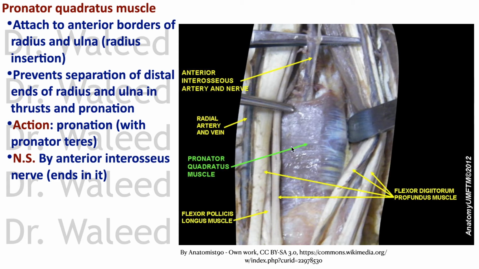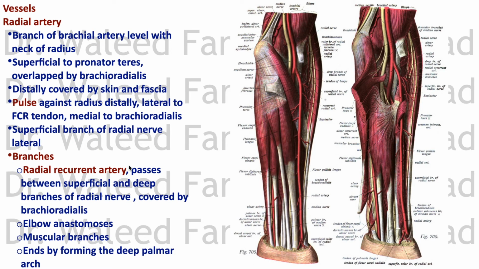See, this is the pronator quadratus muscle. It's the deepest muscle. Vessels: the radial artery, a branch of the brachial artery, level with the neck of the radius, superficial to pronator teres, as we mentioned before. Distally, it's covered by skin and fascia because it's not covered by brachioradialis anymore. It was covered by brachioradialis, then emerges from the brachioradialis and is covered only by skin and fascia, where you can feel the pulse by pressing against the radius.